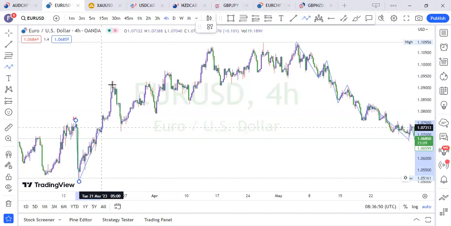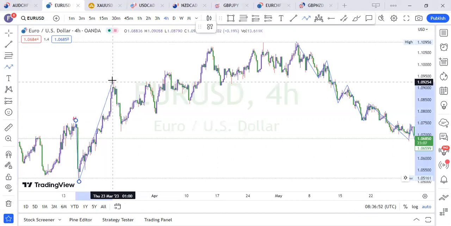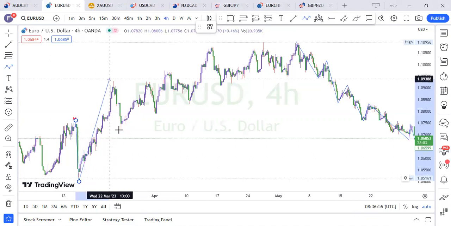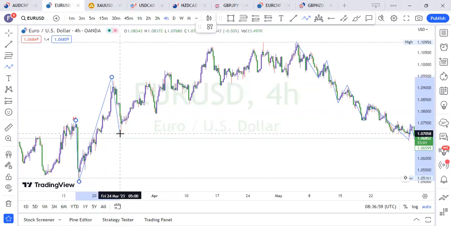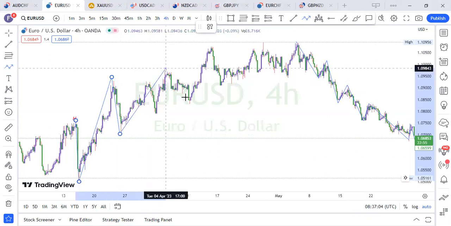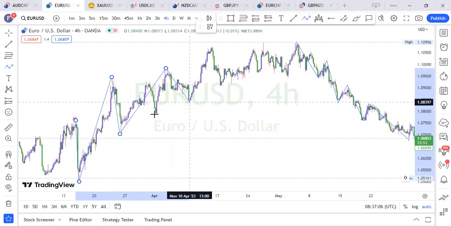Here is our higher high, because this high took out the previous high, so here becomes our new higher high. And here is our higher low. Here is another higher high. Here's our higher low. Why didn't I mark here?